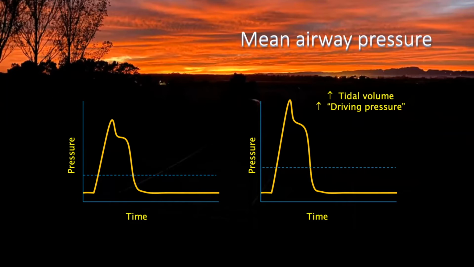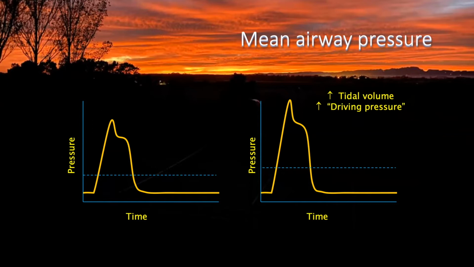I've got some slides here showing that on the left is the pressure waveform for a volume cycle with the peak inspiratory pressure and then the plateau pressure. And if we were to increase the tidal volume, or if it was the pressure control mode, increase the driving pressure, we increase the size of the breath and therefore increase the mean airway pressure.